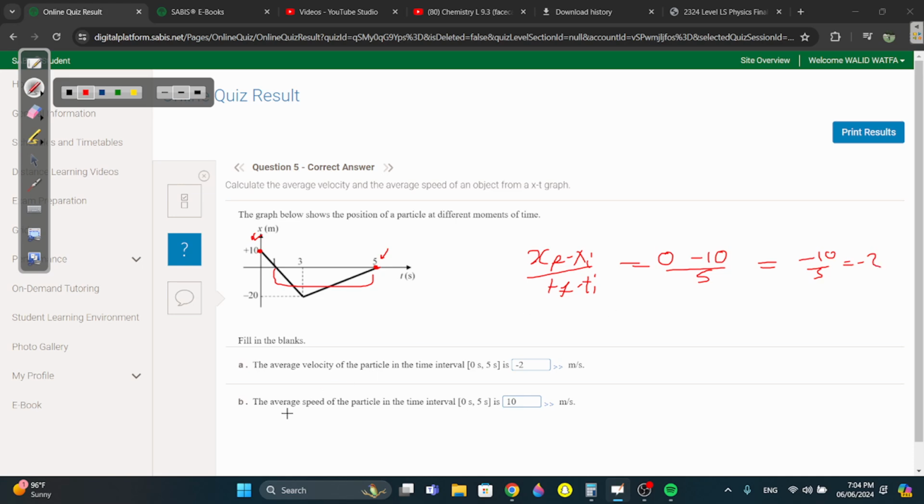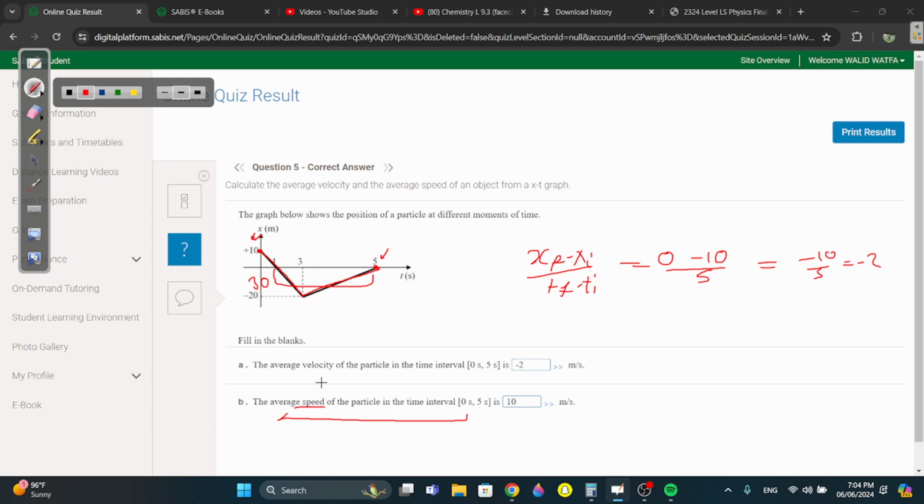What is the average speed in that interval? You can calculate it. You can look at the distance followed. From 10 to minus 20, that's 30. Then from 30... Yeah, sorry, it's correct.